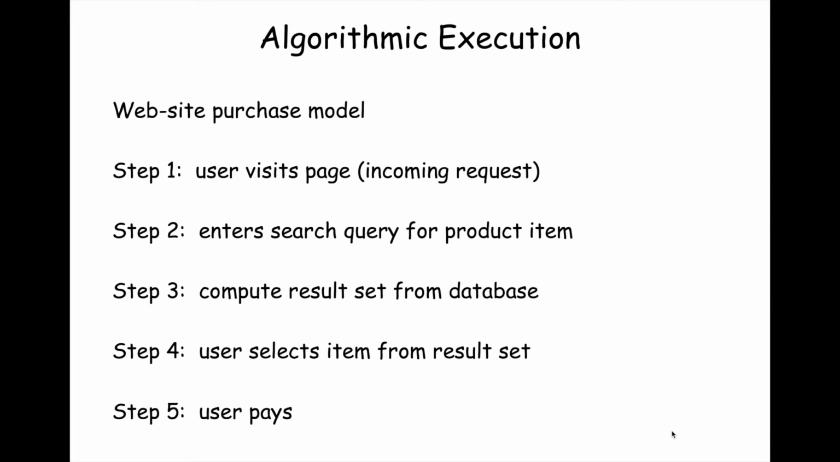We left off last time talking about this idea of algorithmic execution, and the framing example I gave is the website purchase model. In algorithmic execution, you have a series of steps, and in this case it's 5 steps, and each step takes some time, right? Let's say you're buying something on a website. You visit a page, right?